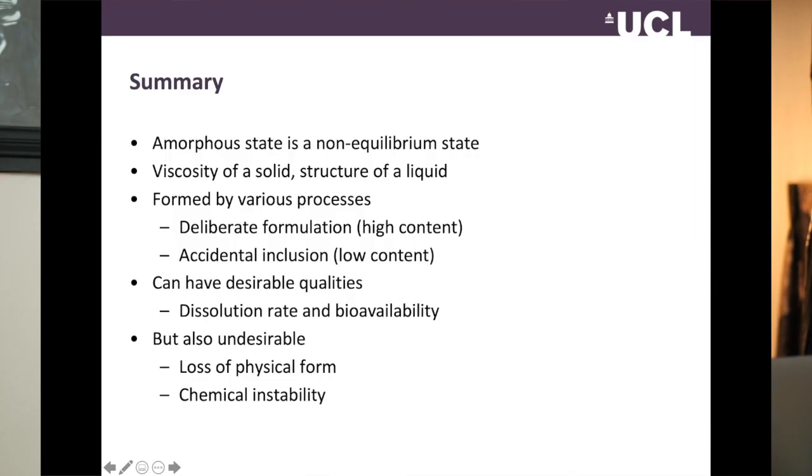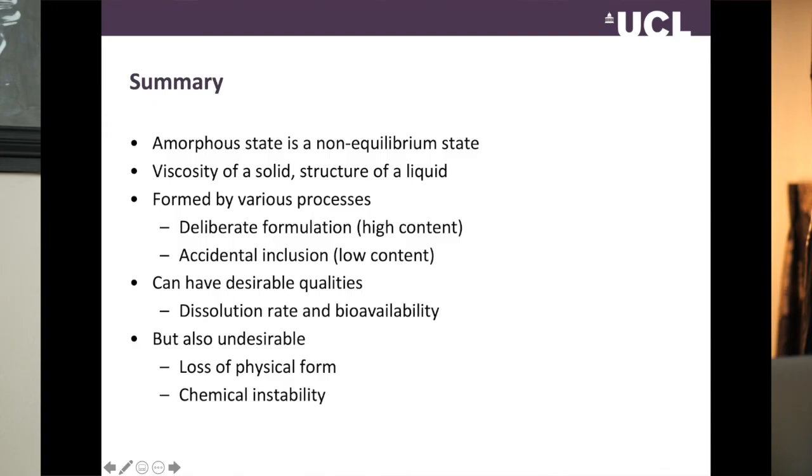Remember also that even though it may be a small amount of amorphous content, if it's located at the surface of the powder, it can have a disproportionate effect on how that powder behaves. None more so than in dry powder inhaler formulations, which we'll look at in a separate lecture. The last thing to remember is that amorphous materials have a number of key properties that make them very desirable when we're trying to formulate difficult molecules.